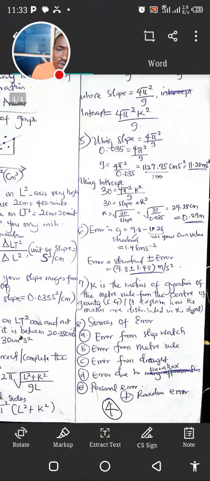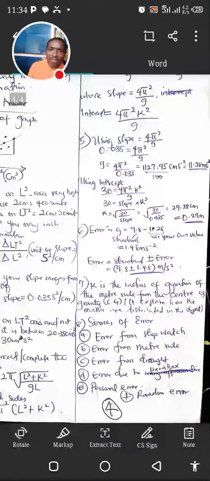So error from draught. Draught is the air resistance from wind, what we call breeze, from the fan, from an open window, and the rest of them. That could also be a reason why you didn't get the actual value of g as expected. Then finally, we also have personal error. So it could be your own judgment. Maybe you judged wrongly. Erratic error: maybe you just assumed a value. You're in a hurry, you want to meet up with something, and you just do it anyhow you like. That could also be a problem.